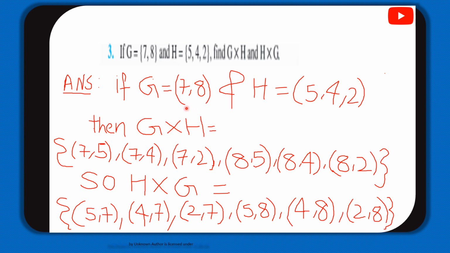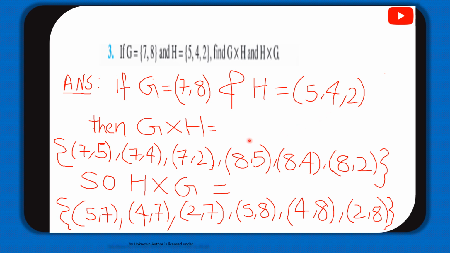If G is equal to {7, 8} and H is equal to {5, 4, 2}, so G multiplied by H will be (7, 5), (7, 4), (7, 2), (8, 5), (8, 4), (8, 2).